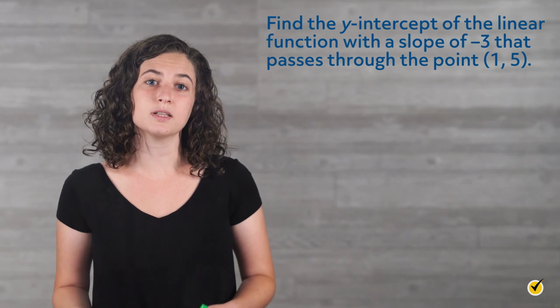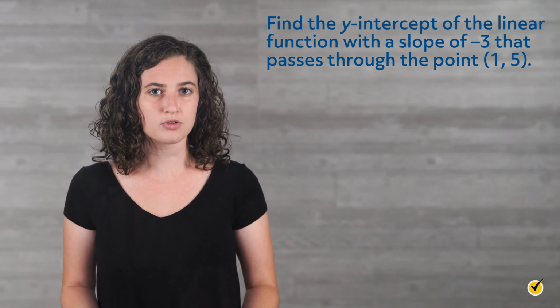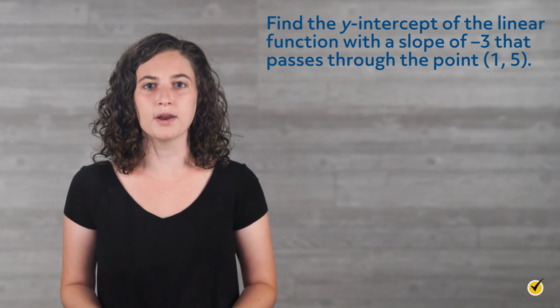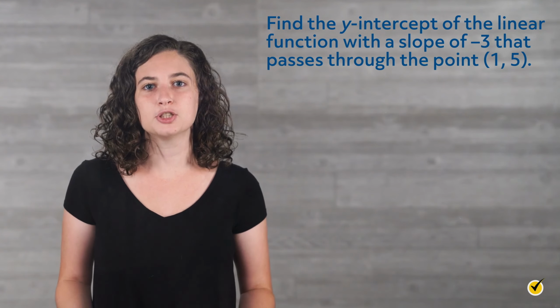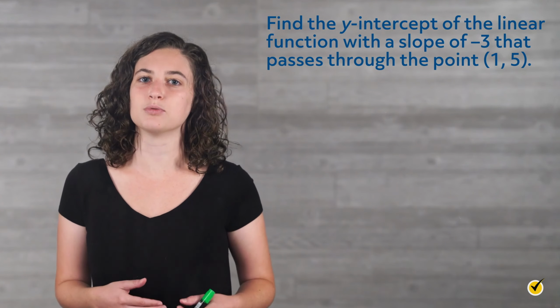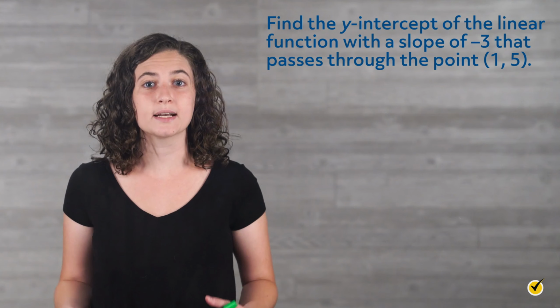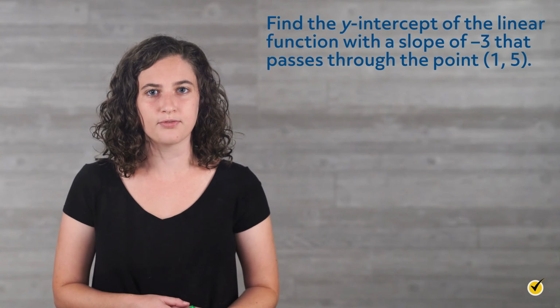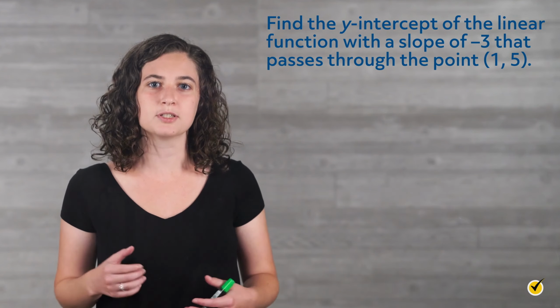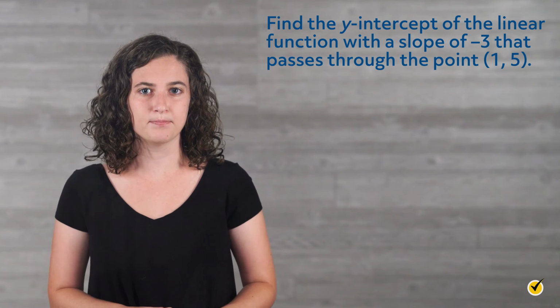Find the y-intercept of the linear function with a slope of -3 that passes through the point (1, 5). From this information, we know that the slope m is equal to -3, and that when x equals 1, the output y is equal to 5. Let's plug those numbers into the slope-intercept form of a line.